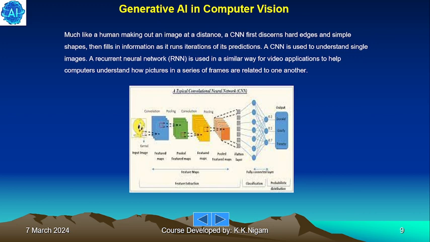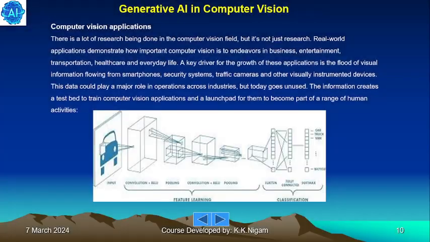Much like a human making out an image at a distance, a CNN first discerns hard edges and simple shapes, then fills in information as it runs iterations of its predictions. A CNN is used to understand single images. A recurrent neural network, that is RNN, is used in a similar way for video applications to help computers understand how pictures in a series of frames are related to one another.